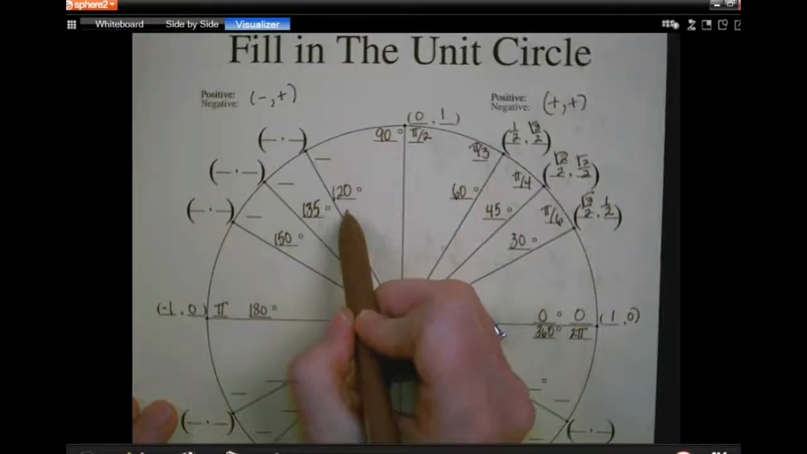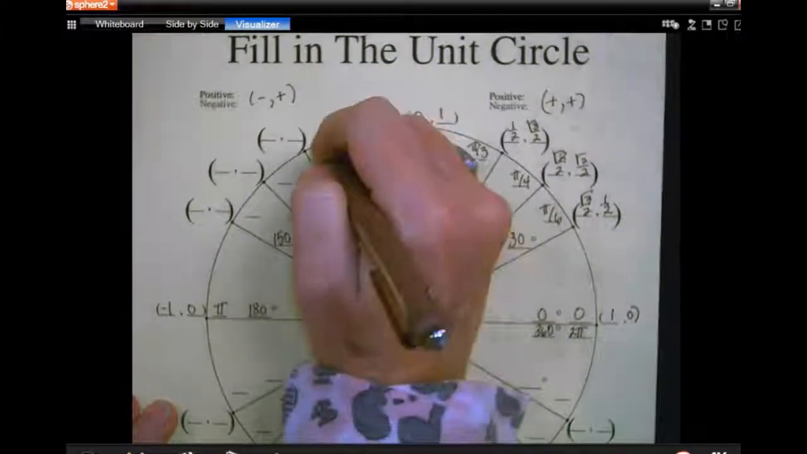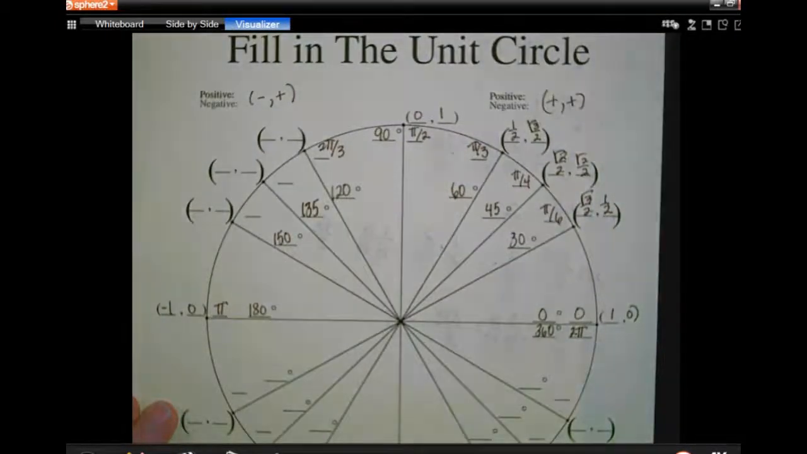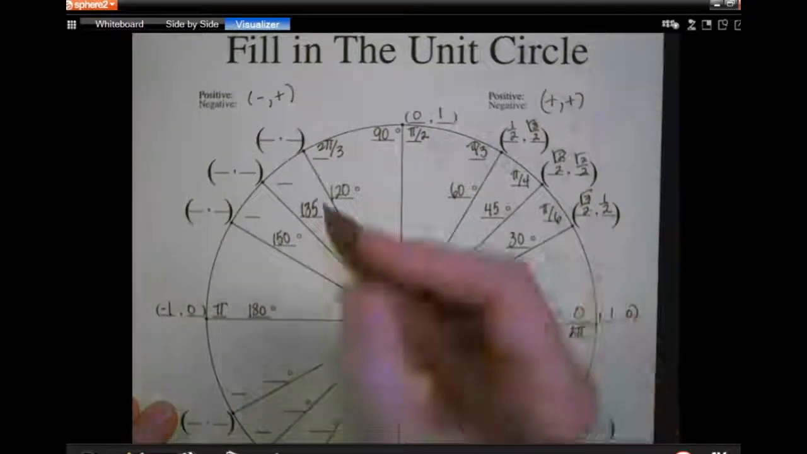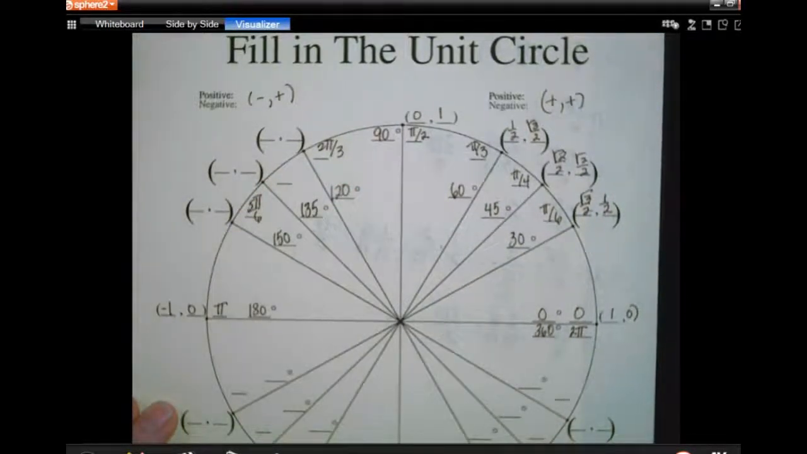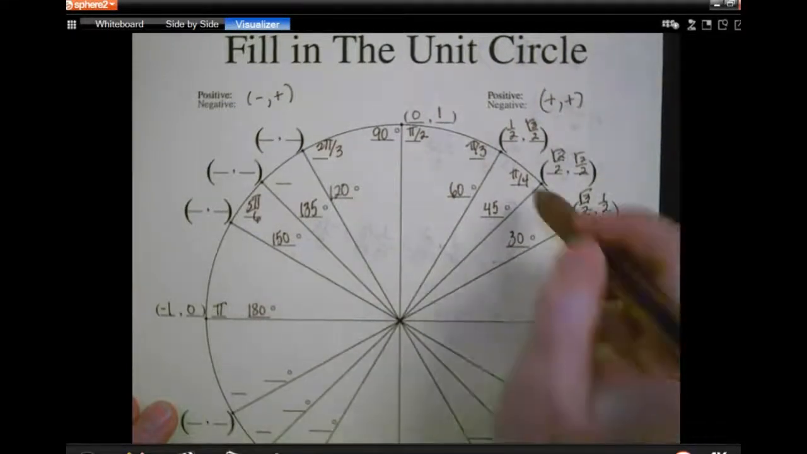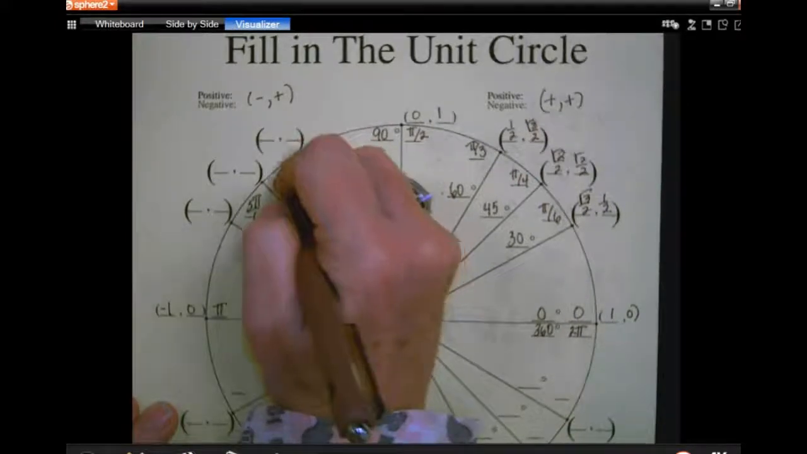So now, 120. How many 60s is that? 2. So this is 2 pi over 3. 150 is how many 30s? So it's 5 pi over 6. So watch on the 45. If I have 1, 2, 3, I have 3 45s, right? 3 pi over 4.